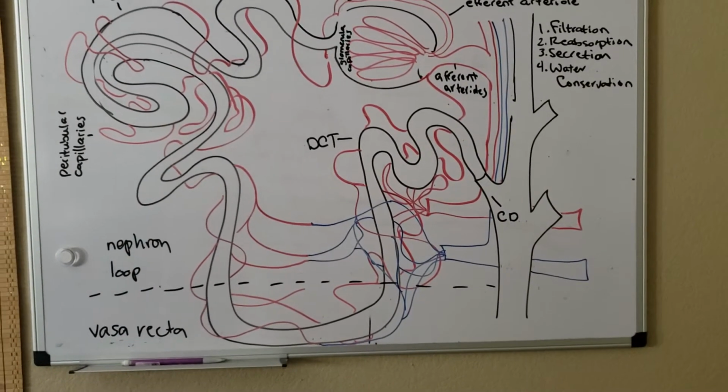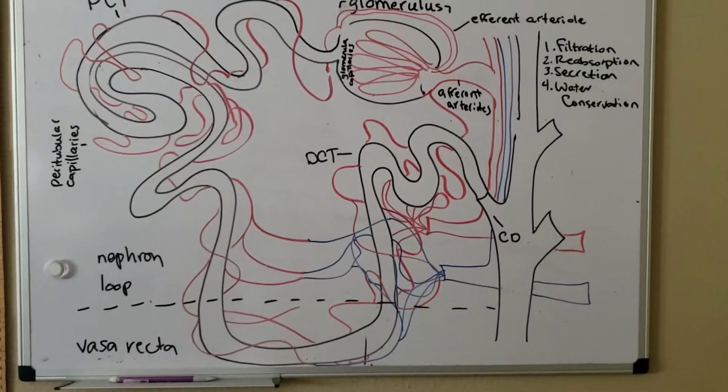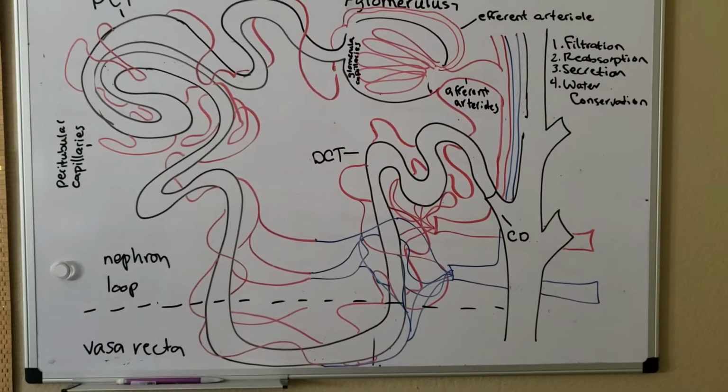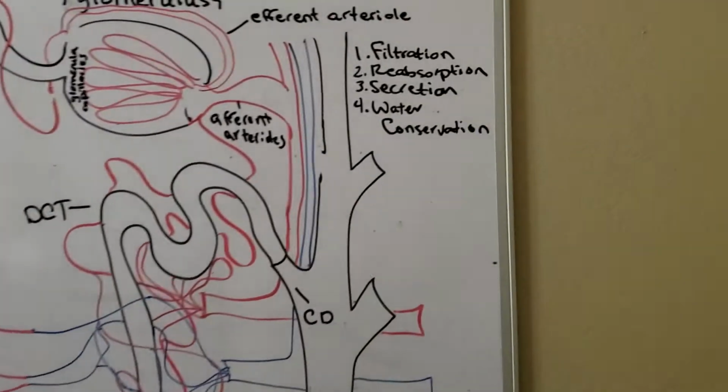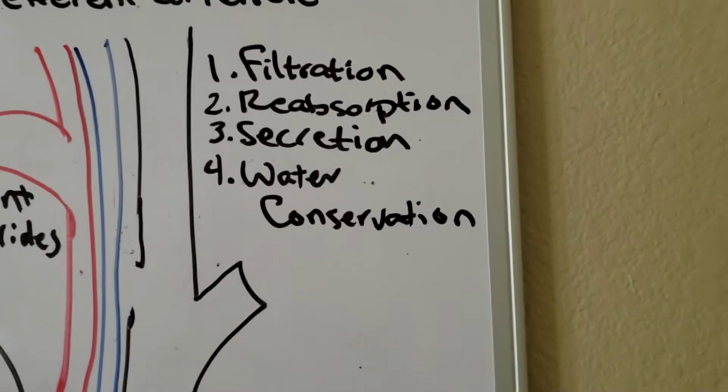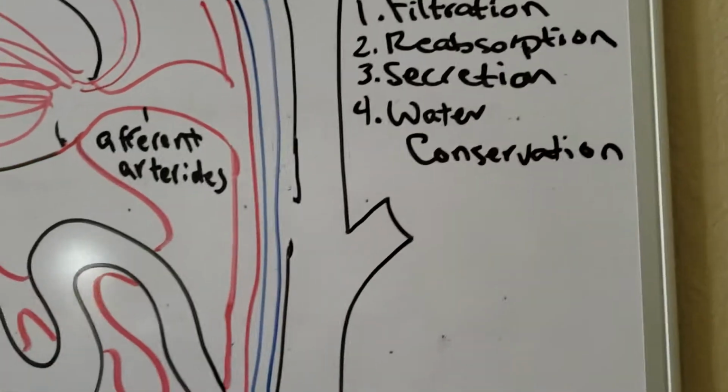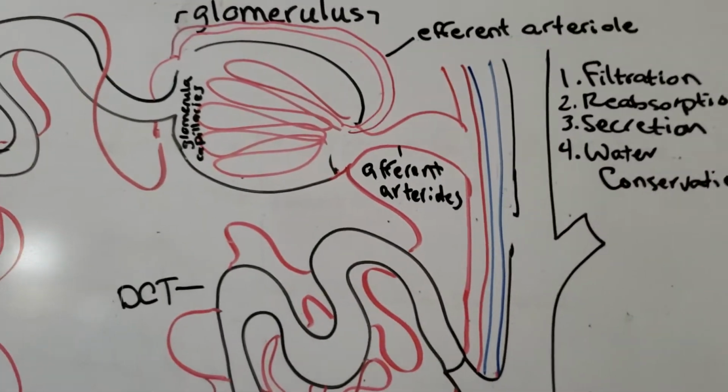This is my urine production video for our lab assignment. This is my replication of a nephron. Urine production follows these 4 steps: filtration, reabsorption, secretion, and water conservation, and I'll go through all of these in turn.